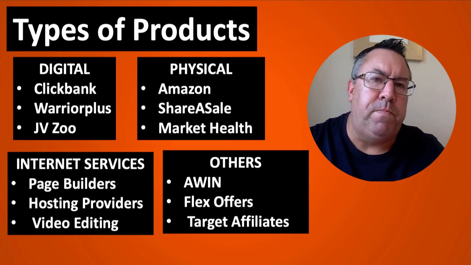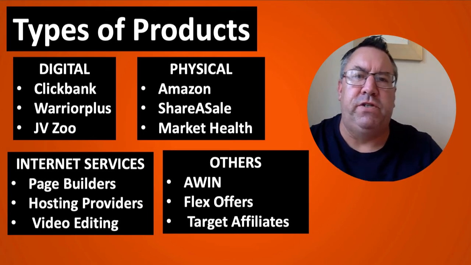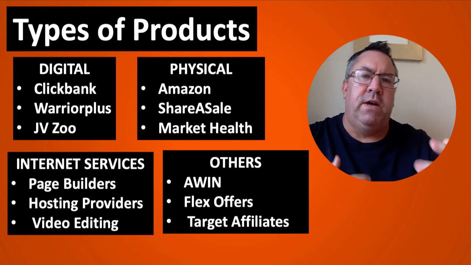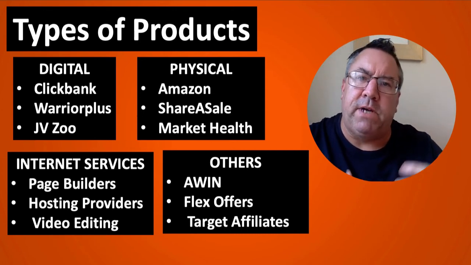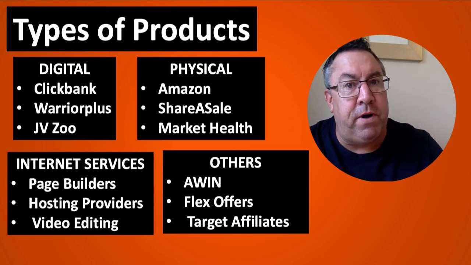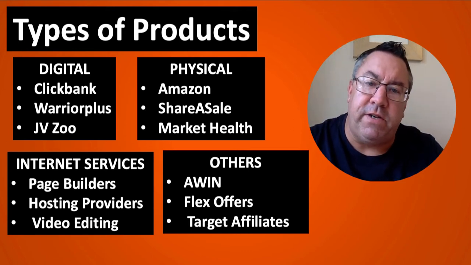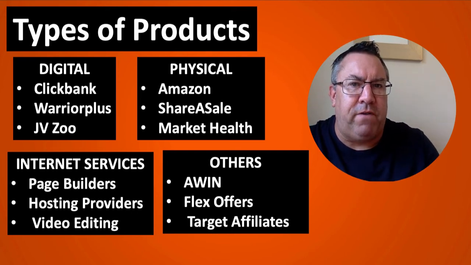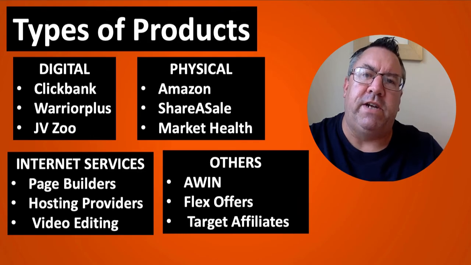So from a digital point of view, there's many different places you can go. There's sites like ClickBank or Warrior Plus or JVZoo. These sites sell lots and lots of cheap digital products that you can get started with. Now you can sell physical products on sites like Amazon or ShareASale or MarketHealth, different types of physical products on each of those platforms, and they'll all give you a commission for actually selling them.